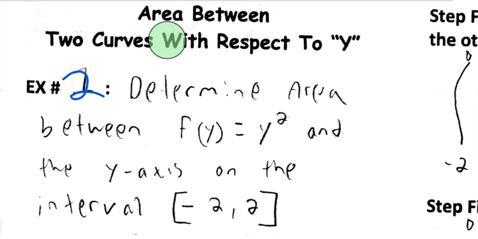Today we're going to look at example 2 of area between two curves with respect to y. So when you look at this equation, it's not going to be in terms of x, it's going to be in terms of y. It says determine the area between f of y equals y squared and the y-axis on the interval -2 to 2. Now, since the equation's already in terms of y, this interval also is going to be in terms of y.